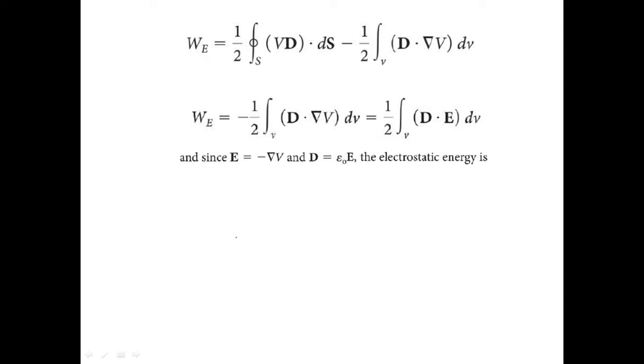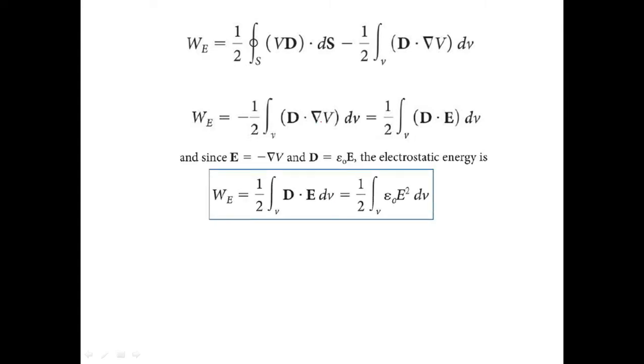Now going to the next equation, that's what is given here. Now, yes, now W_E, the same equation is written here. So we know that D is epsilon naught E. When you substitute for D here, you get epsilon naught into E square, and it's a dot product. So dot product of two vectors will be a scalar. So this will be 1 by 2 volume integral of epsilon naught E square into dV. So this is the equation for electrostatic energy, right?